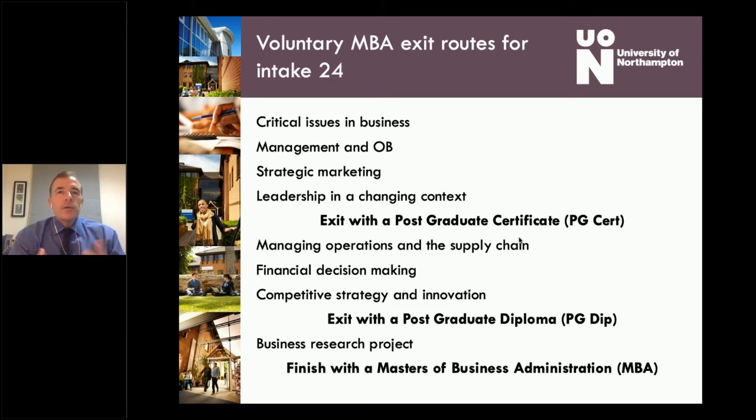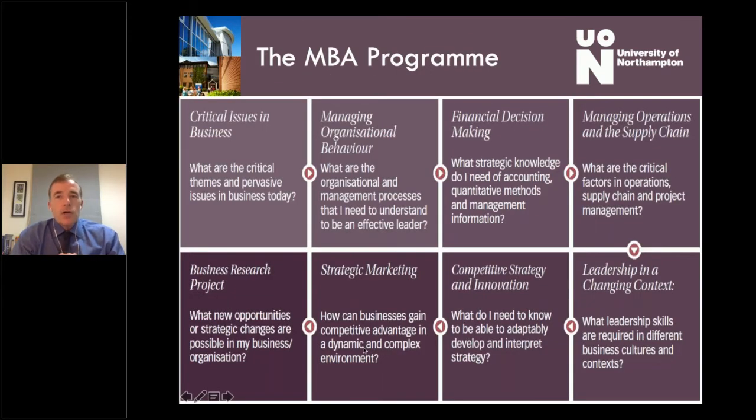So if you didn't want to commit to the full MBA, or if you thought you might get part of the way through and for some reason you wanted to have a voluntary exit point, there are those. You do critical issues of business management, OB, marketing and leadership. Then you've done enough credits to get a postgraduate certificate, if that was what you wanted to do. But if you carry on, as the vast majority of students do, you do another 3 modules, you can exit with a postgraduate diploma. But then if you finish that business research project, you're all the way around the program, and you'll come away with your Master of Business Administration.